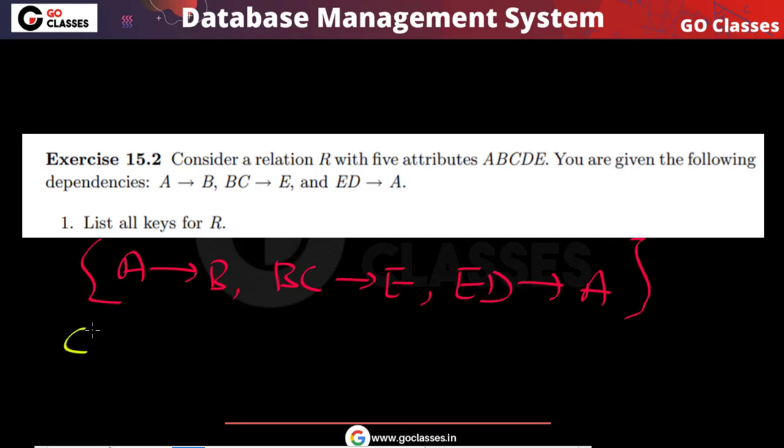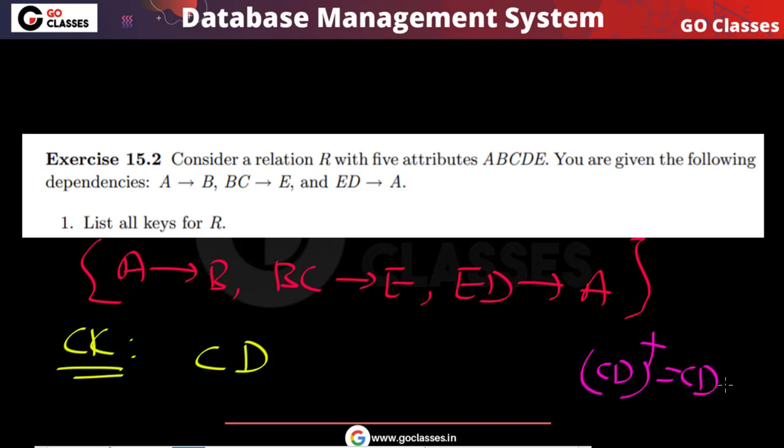Now let's find out the candidate key. Here you can notice that C and D do not appear on the right side of any dependency, so they must be present in every candidate key. Let's see what CD gives: CD gives only CD, nothing else. So CD is not a candidate key, but CD must be present in every candidate key. Now let us see, can we do something?